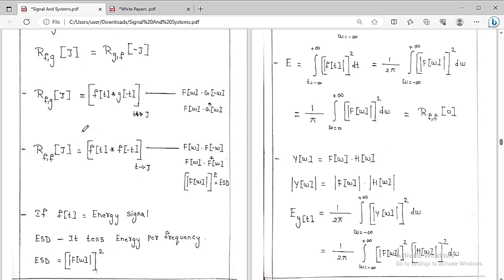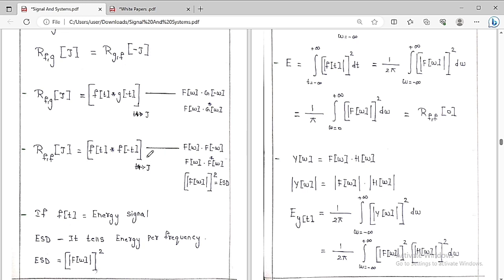Now for the autocorrelation of f comma f at tau, it is equal to f of t convolution f of minus t. Finally replace t by tau and tau by t, as I have already told you so many times. Basically, initially do the convolution and finally replace t by tau and tau by t. Therefore we are going to get that expression.